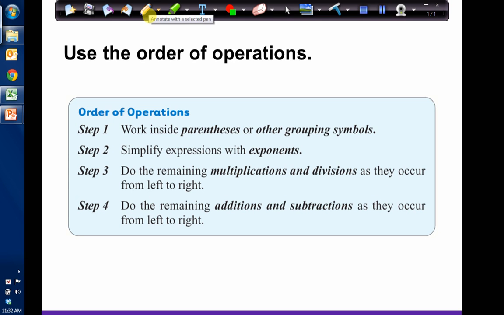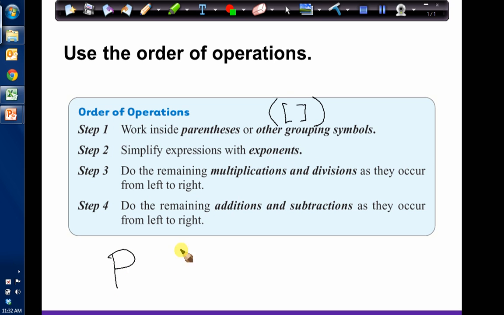Okay, order of operations. The order that we need to simplify expressions is to first work inside the parentheses, or other grouping symbols, meaning we could have some brackets, or we could even maybe have curly braces or something else. But oftentimes you'll see parentheses and brackets cooperating with one another. So we'll do parentheses first, okay, P first, parentheses.